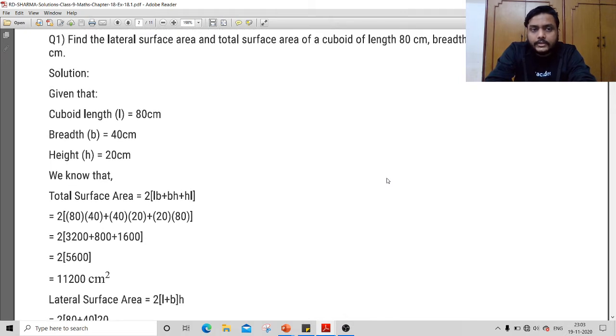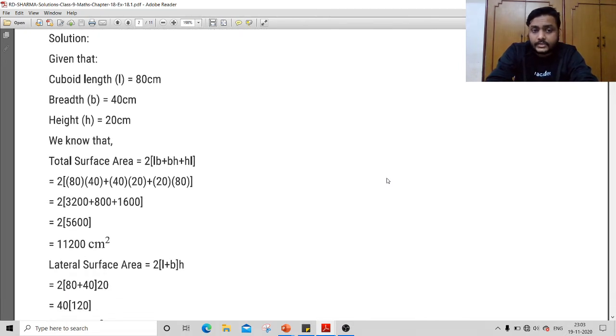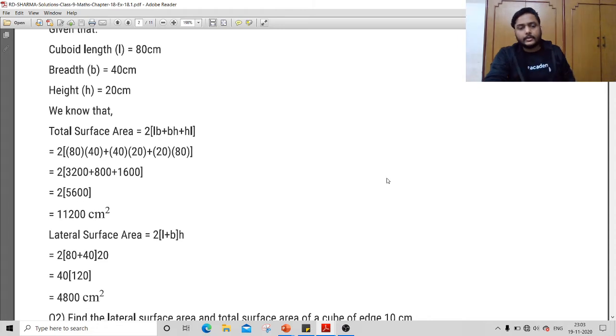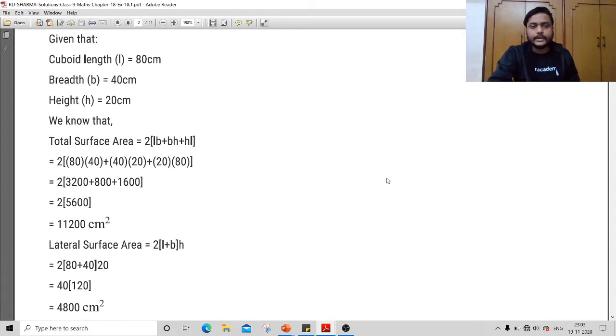If I want to find out the lateral and total surface area, then guys, it's very simple. Total surface area will be 2 times of LB plus BH plus HL. So it will be 2 times of 80 into 40, then 40 into 20, and then plus 20 into 80. That will simply give you 2 times of 5600, and that will give you 11200 centimeters square as your final total surface area. Am I clear with this or not? Everyone out there guys, all the students out there, are we clear with this? You got it? So that is how I can talk about my total surface area.